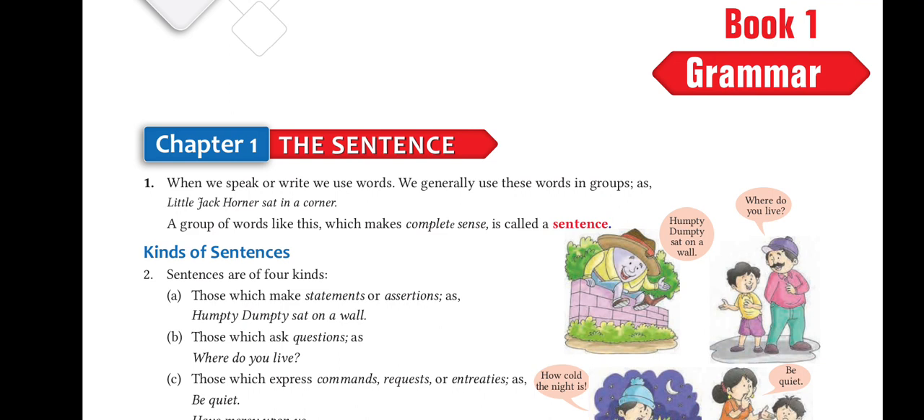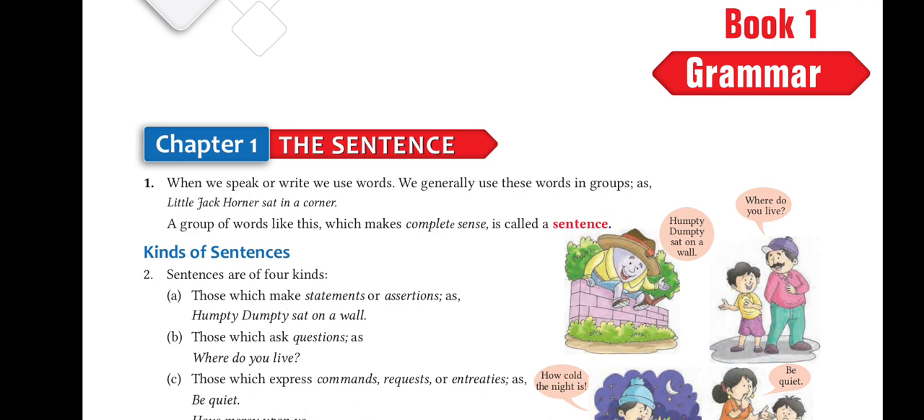What is a sentence? When we speak or write, we use words. We generally use these words in groups. An example of a sentence is: Little Pig Horner sat in a corner. A group of words like this which makes complete sense is called a sentence. A group of words which make a complete thought is called a sentence.